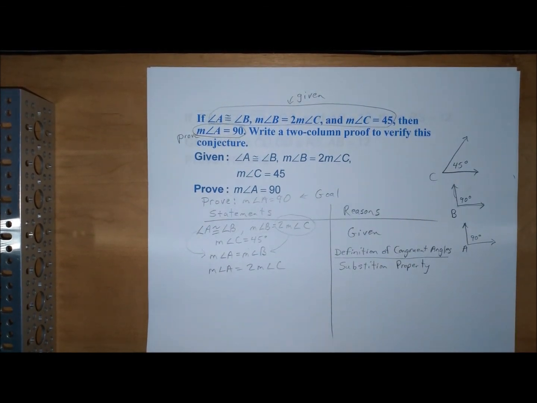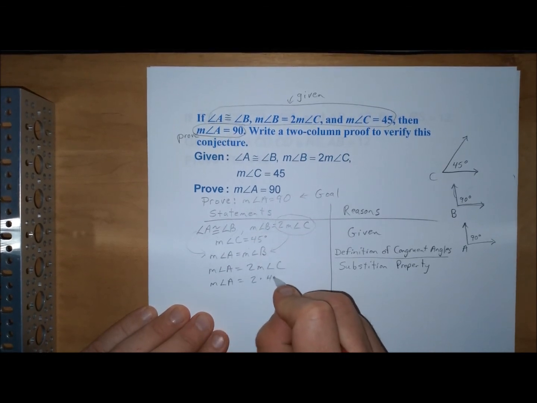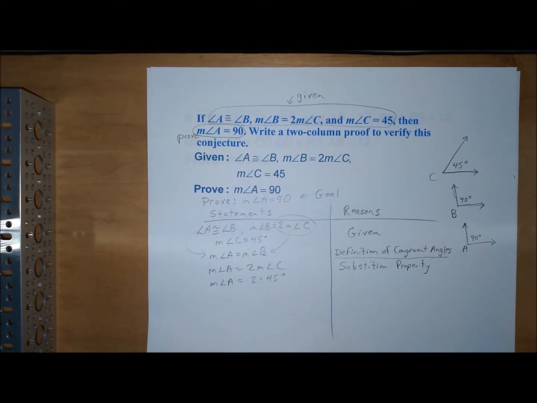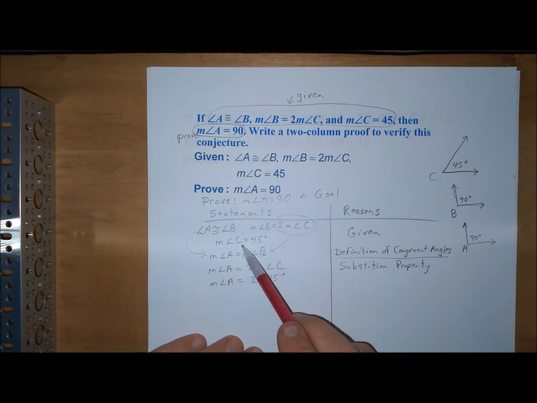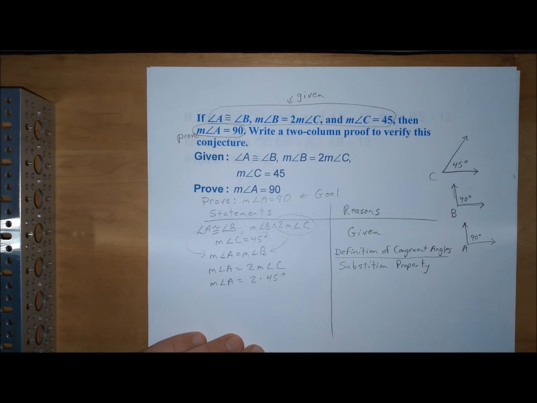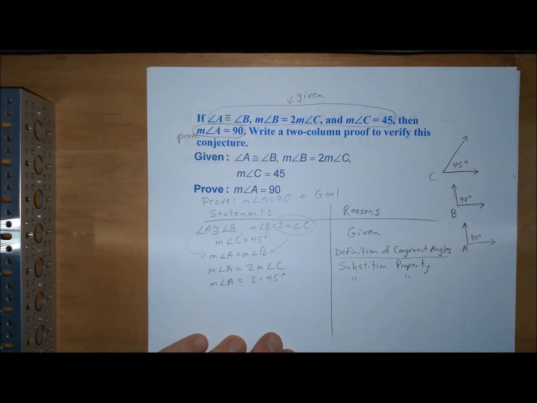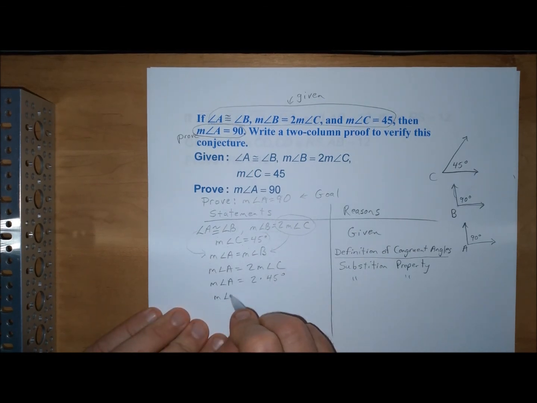And now, what else could we do? Could I say that the measure of angle A equals 2 times 45 degrees? Because remember, they told us that the measure of angle C is 45. So can I substitute 45 in for the measure of angle C anywhere I need to? Absolutely. Same property, substitution. And then, can I say that the measure of angle A equals 90 degrees?